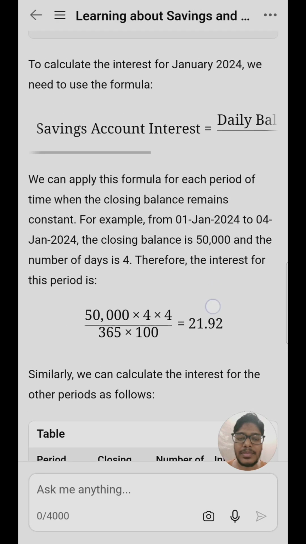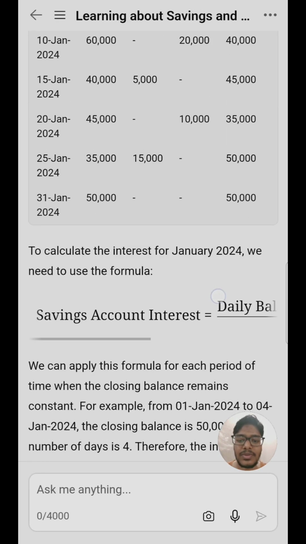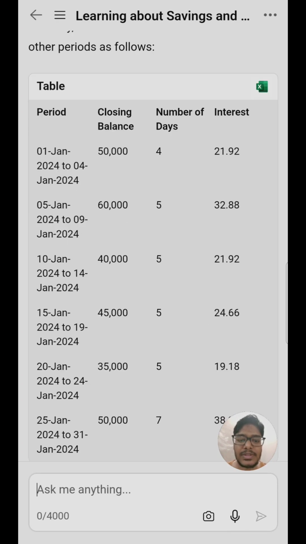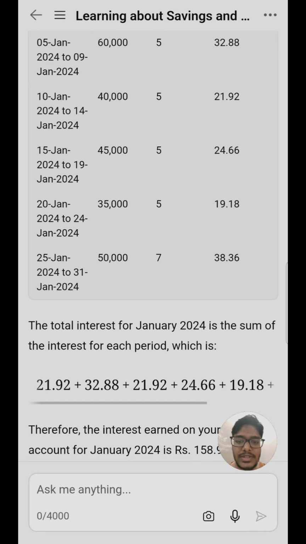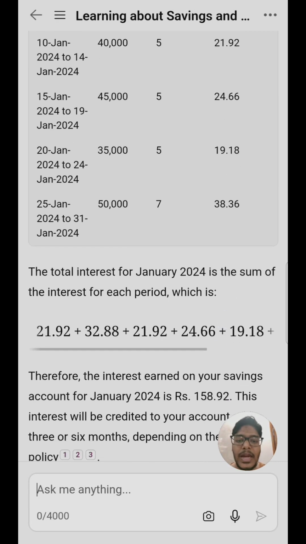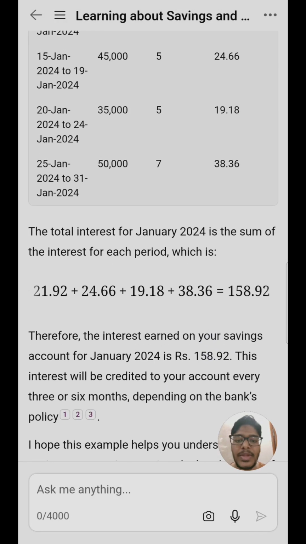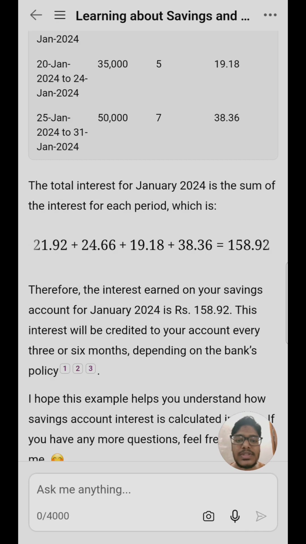Similarly, after that the balance was 40,000, and if we go on calculating the interest based on the days for which it remained constant, we get the interest values mentioned in this table. So first it was 21.92 for 50,000, then it increased to 32.88 for the 5 days at the balance of 60,000, and so on and so forth. Now the total interest for the month is whatever interest got accumulated based on this formula till the end of the month, added together for the days in that month. The total interest accumulated by summing all these values comes to around 158.92. Therefore, the total interest earned on your savings account for January 2024 is rupees 158.92 for the given example.